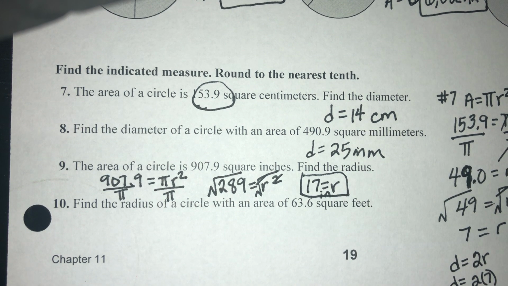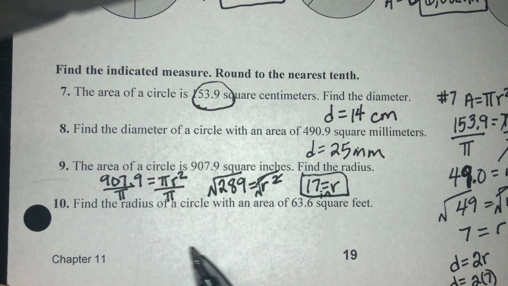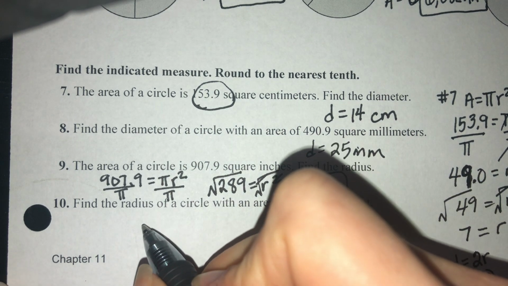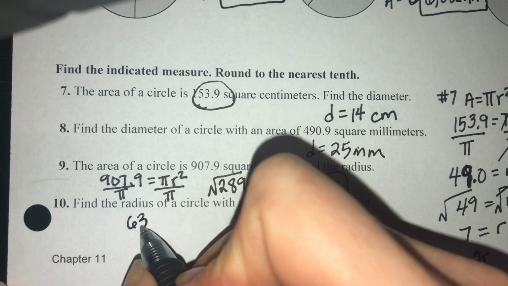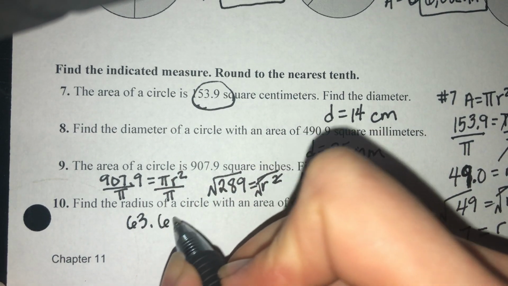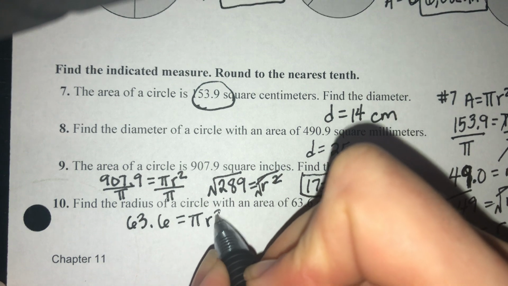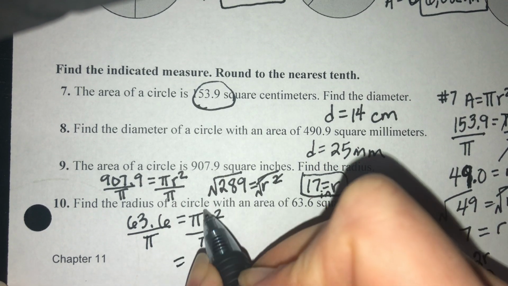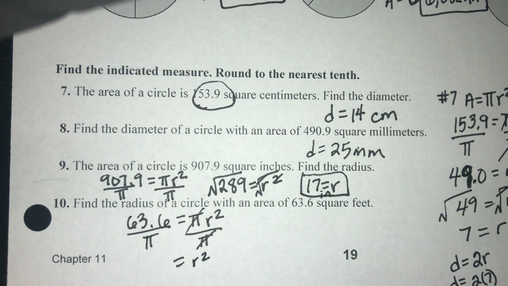All right, number 10. I suggest you pause your video and try this one on your own, then play it again to see if you got this one right. So it says to find the radius of a circle with an area of 63.6 square feet. So the area is 63.6. That equals pi r squared. We begin by dividing by pi on both sides to get the r squared alone.